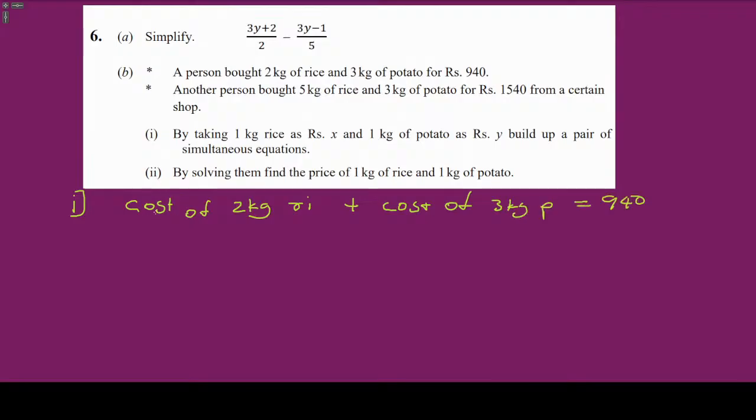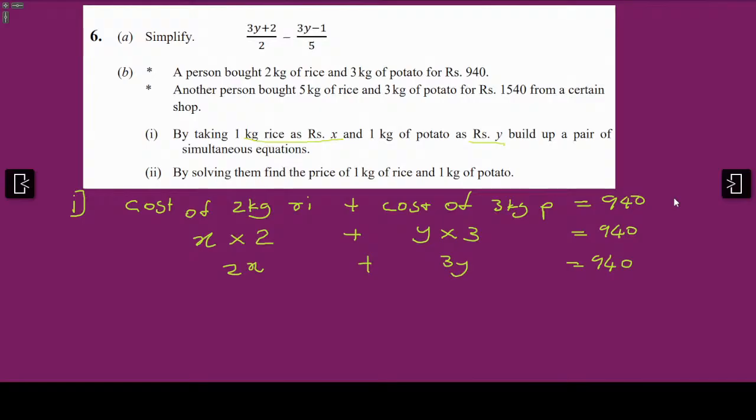So let's convert this to symbols. Cost of 2 kilograms of rice. Have they given us the price of 1 kilogram of rice? They have said X. So if 1 kilogram is X, how to find 2 kilograms? Cost X times 2 plus cost of 3 kilograms of potato. What's the cost of 1 kilogram of potato? That's Y. So if 1 kilogram is Y, how do we find the cost of 3 kilograms? Y times 3 equals 940. Then it's 2x plus 3y equals 940.